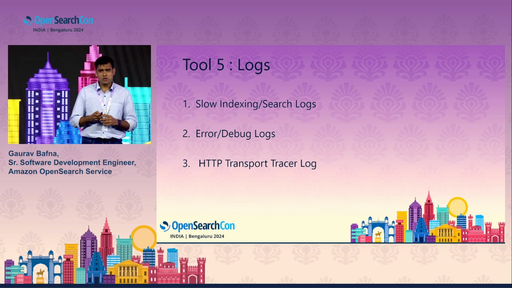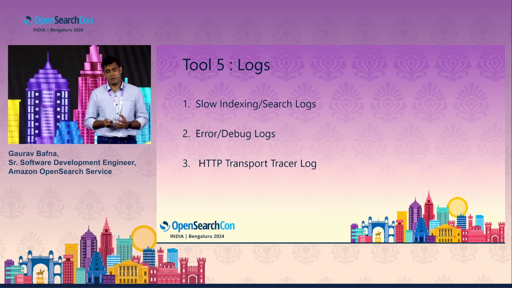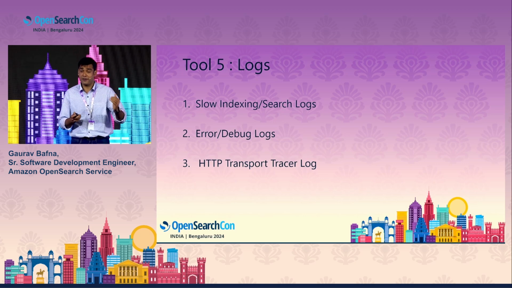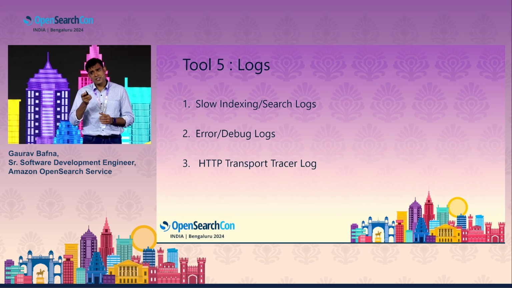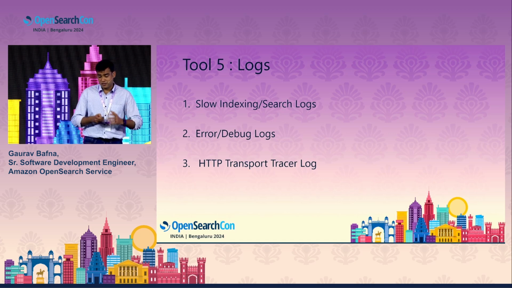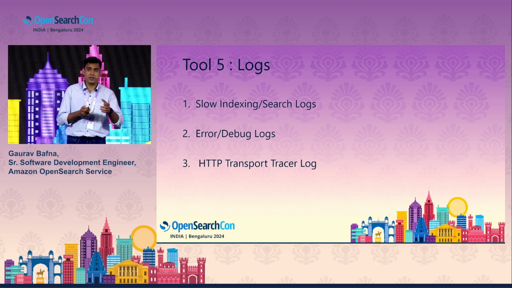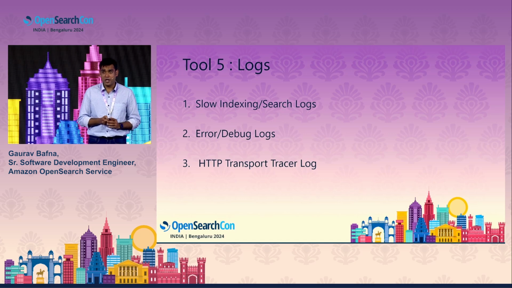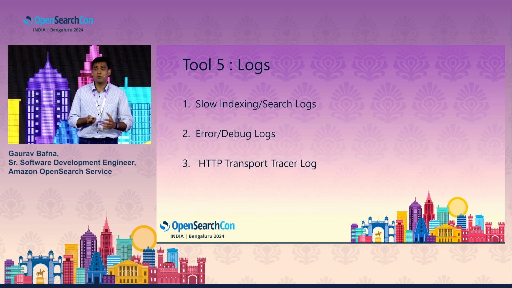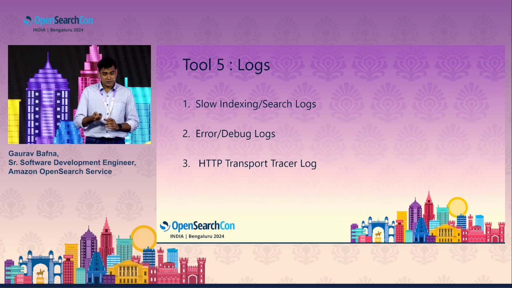The second is the error and debug logs. We log error logs by default, but you can enable debug log and trace log as well, so you can see what is going wrong with the cluster. This is important when there are specific errors, let's say there are a few exceptions. Indexing and search logs would be helpful in case of latencies, when you see high latencies, but the error and debug logs are helpful when you see errors in your indexing request or search request. You can see what is going wrong.